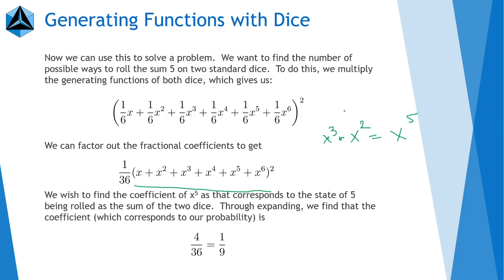If you think about this logically, how many ways are there for us to roll 5 on two dice? You can see that there's 3, 2, 2, 3, 4, 1, and 1, 4. So our generating function is correct: 4 over 36 equals 1/9. This multiplication that leads to exponent addition is why generating functions are so powerful. It helps us with problems where we usually take sums, and we'll learn more about that as we go on in this lecture.